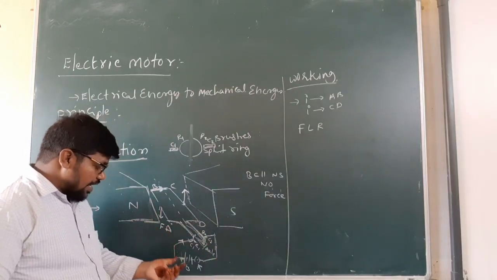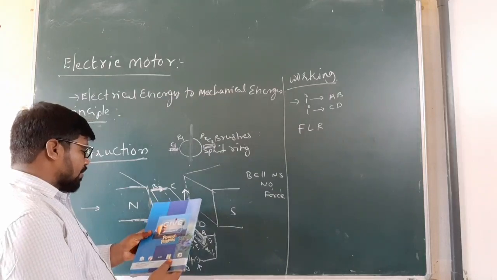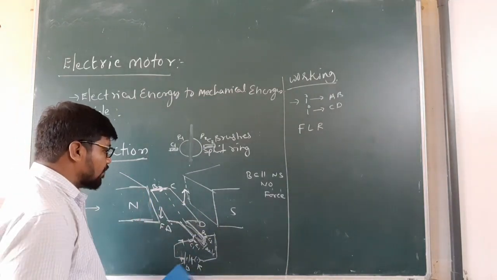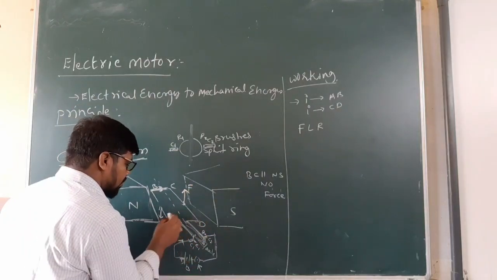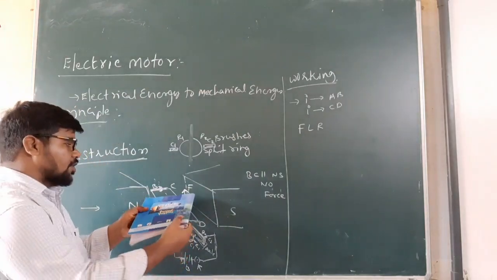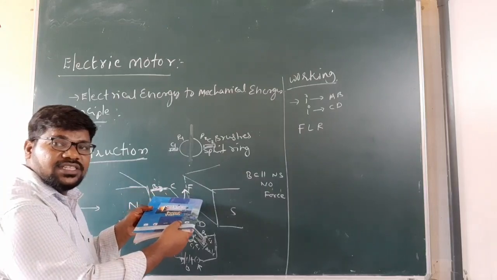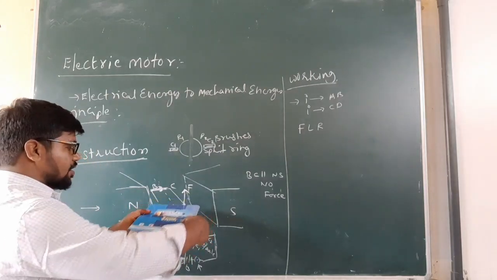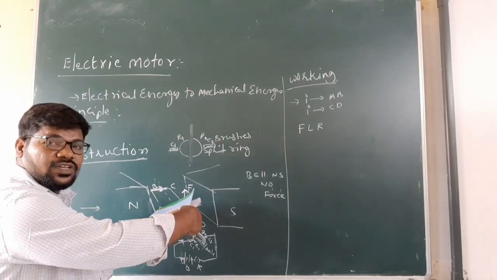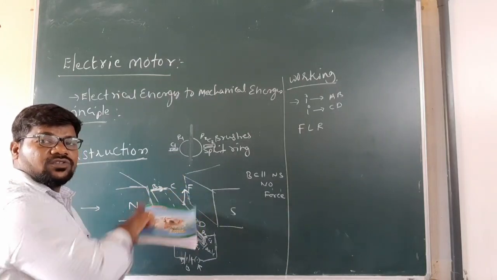When current passes through ABCD, on this side a downward force and on this side an upward force acts. Indirectly, a torque is acting. Two parallel forces act like a couple, here downward, here upward. So if we send the current continuously, the coil will rotate continuously.